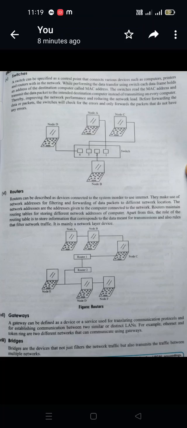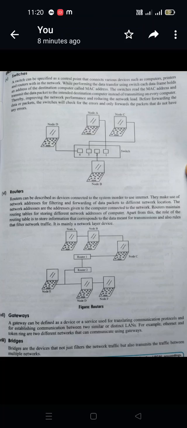Next is gateways. A gateway can be defined as a device or a service used for translating communication protocols and for establishing communication between two similar or distinct LANs. Gateways are used especially when establishing communication between two similar or two different networks. For example, one may be Ethernet, where all the systems are connected in the same network, and the other token ring, which we will learn about in the further classes in the topology session. Two different networks can communicate using gateways.